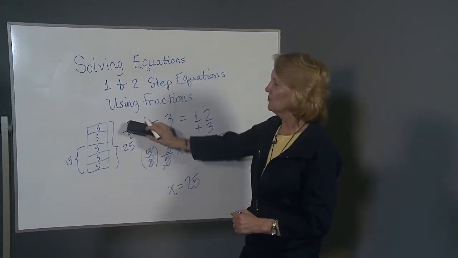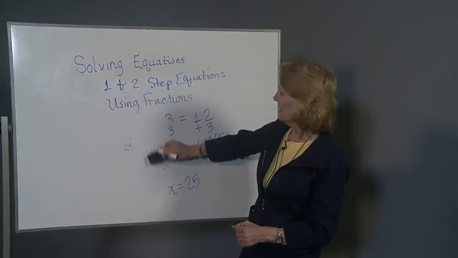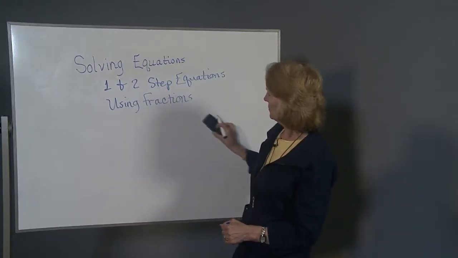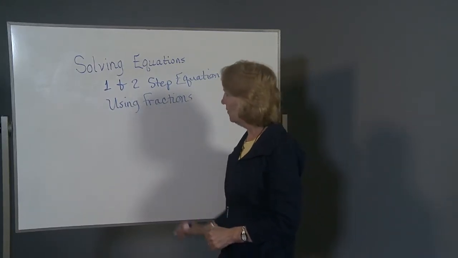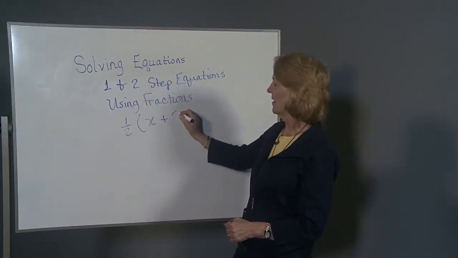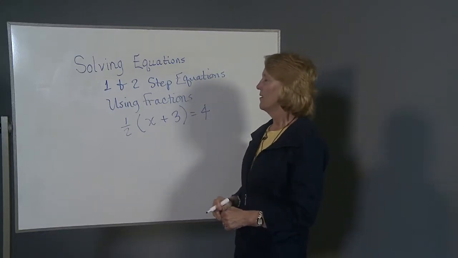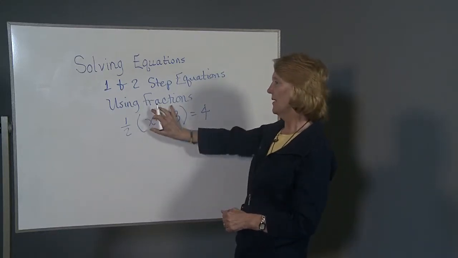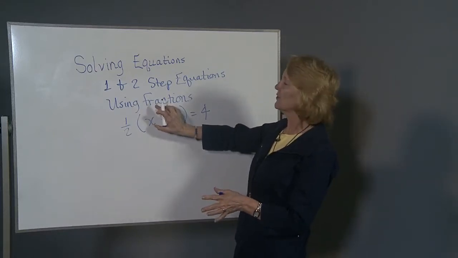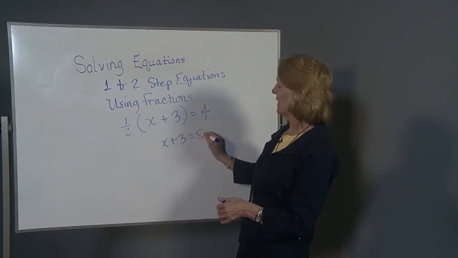Okay, let's do another kind. What if the fraction is on the outside and we have to do distributive property, it looks like. What if you have 1/2 of a number, x plus 3, equals 4? 1/2 of what would be 4? 1/2 of 8. So this has to be 8. The x plus 3 must have been 8.